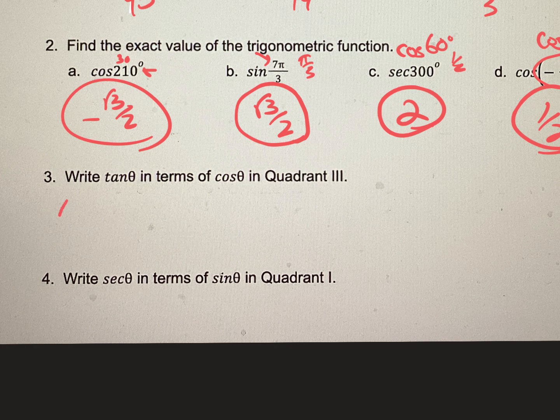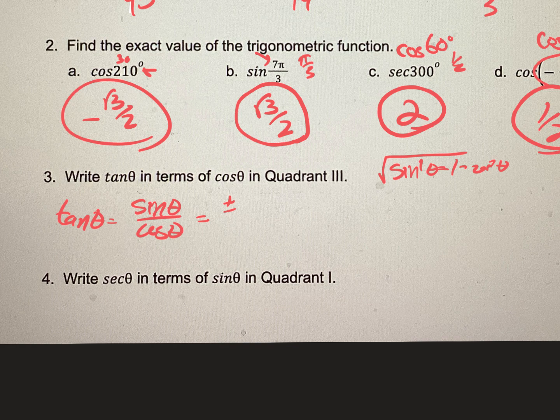Number 3, write tangent in terms of cosine. So cosine's only, so tangent is really sine over cosine. And then you got to remember that identity we did. It's sine squared plus cosine squared is 1, which really means sine squared is 1 minus cosine squared. So I'm going to replace the top of that fraction with, now that's sine squared, so I really need the square root of that. So I'm going to put plus or minus the square root of 1 minus cosine squared over cosine.